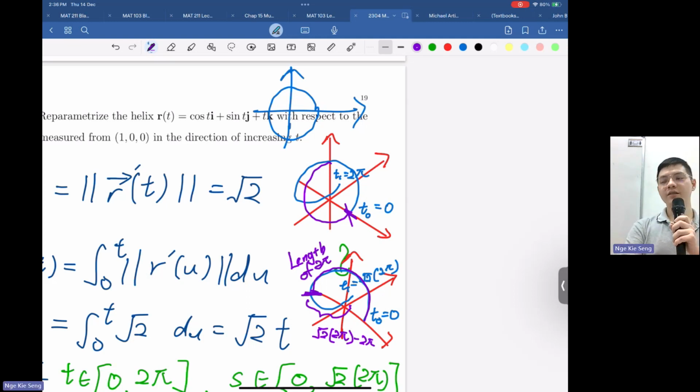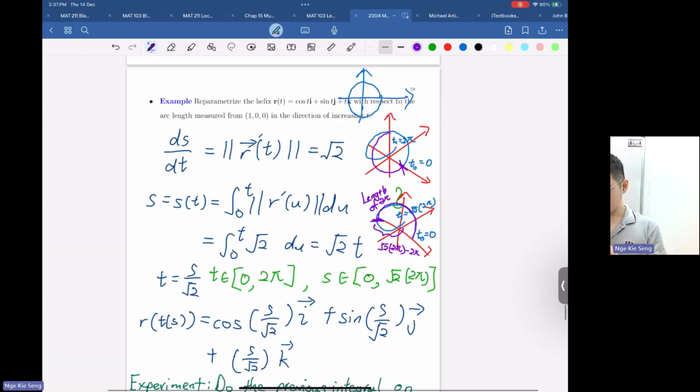Any questions or not? This is just about arc length reparameterization. I think we won't use it in the next chapter, but I think it's quite important for you for the future.